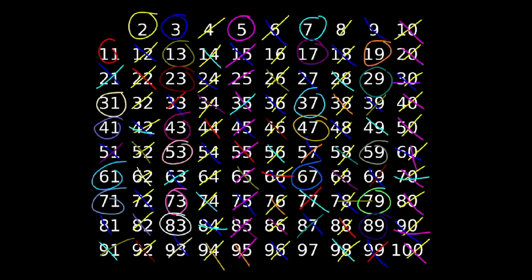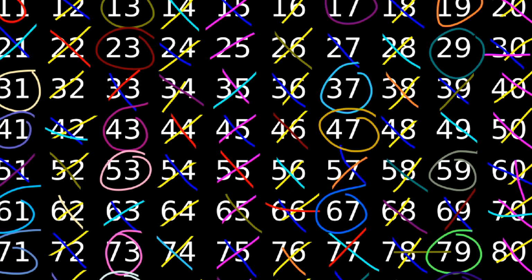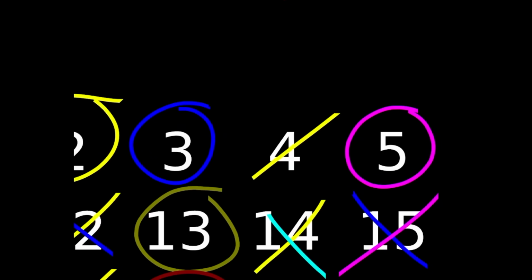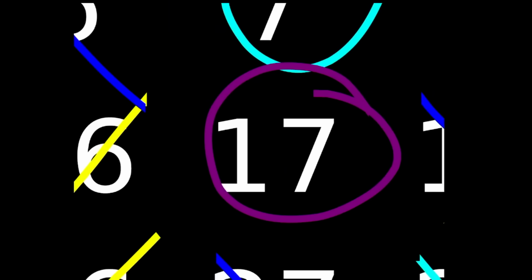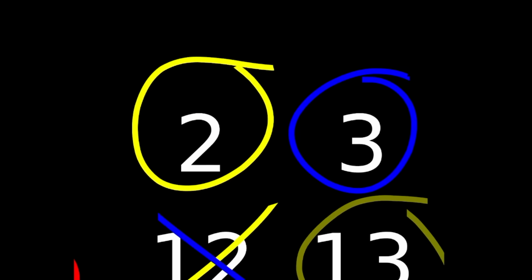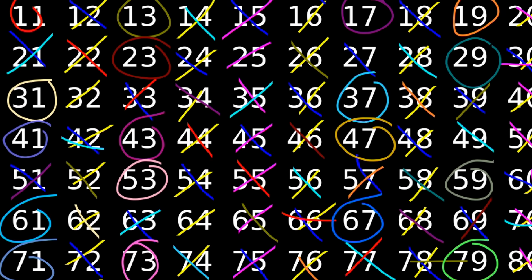being crossed out. Not only that, but if you use a different color for each prime, the colors with which any given composite number is crossed out reveals its prime factorization. For example, 15 is 3 times 5. 34 is 17 times 2, and 36 is made up of only 2s and 3s. Okay, but what does any of this have to do with a giant insane polyrhythm?